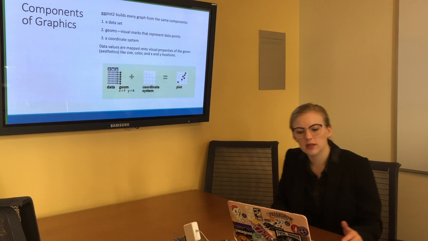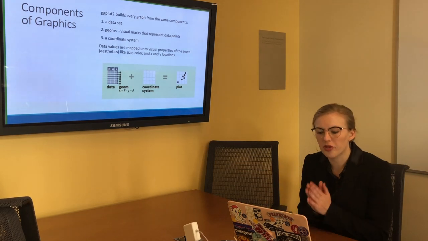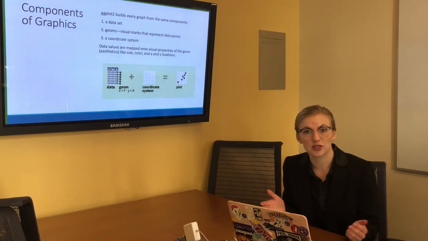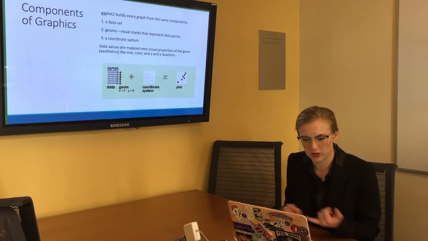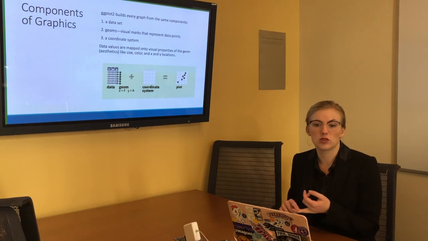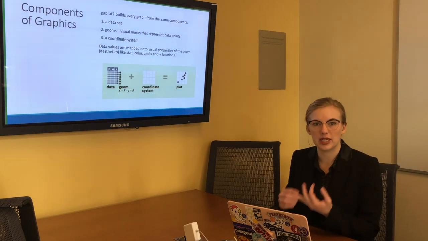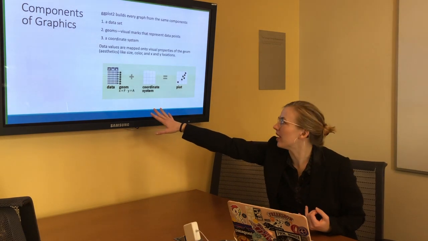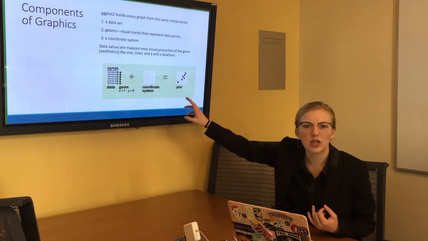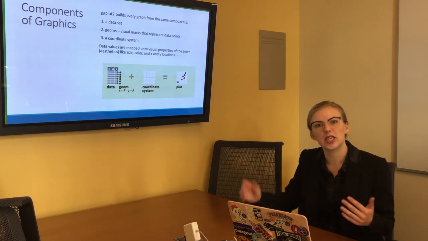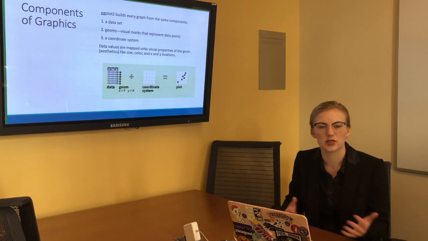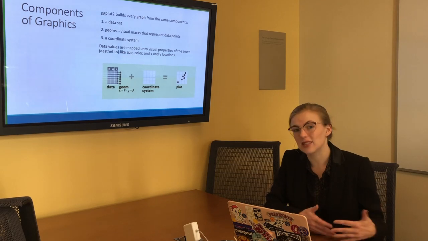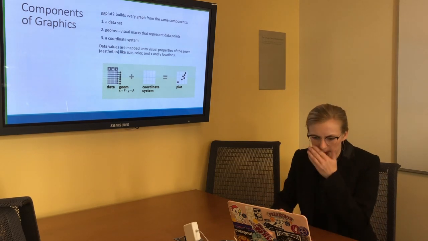So in ggplot, ggplot builds every graph from 3 core components that you have to have. The first is a data set, so you need to give it information that it's plotting in the first place. The second is geoms. So these are visual marks that represent data points. So it's the translation of the data in your data frame to some sort of meaningful system, whether that's location or color or size or whatever. It's mapping the data that you've pulled out of the data set that you specified onto a specific dimension.